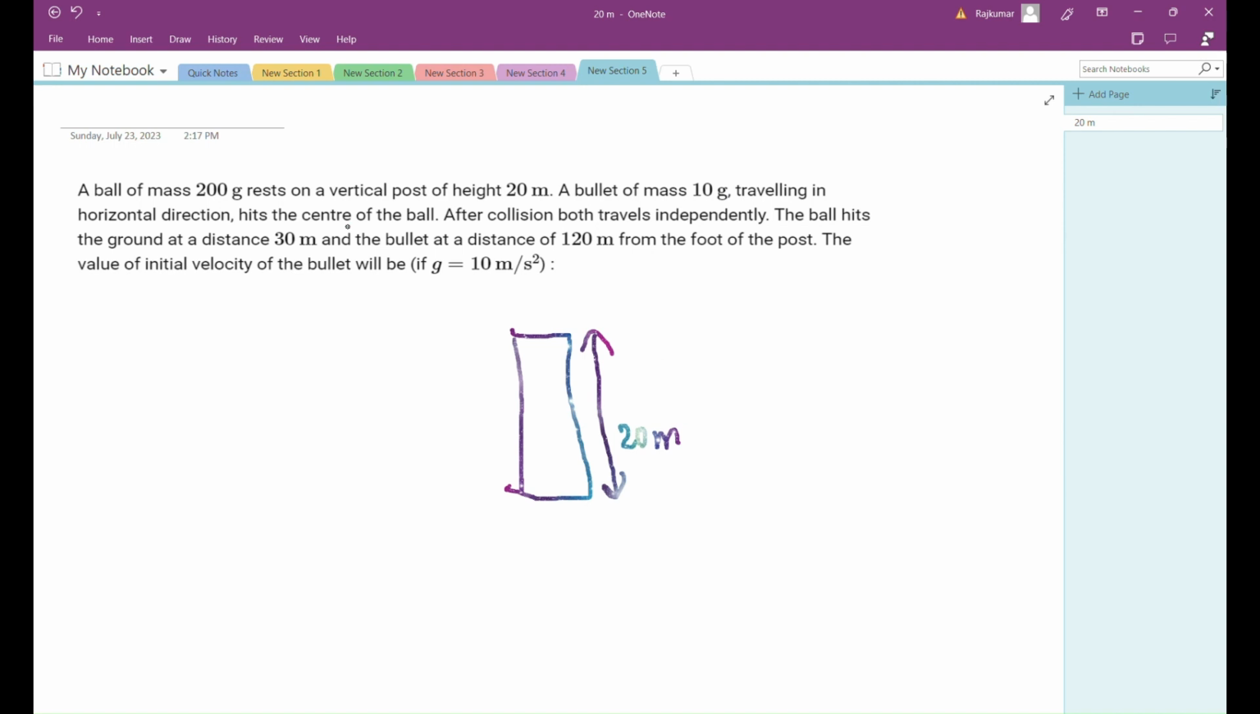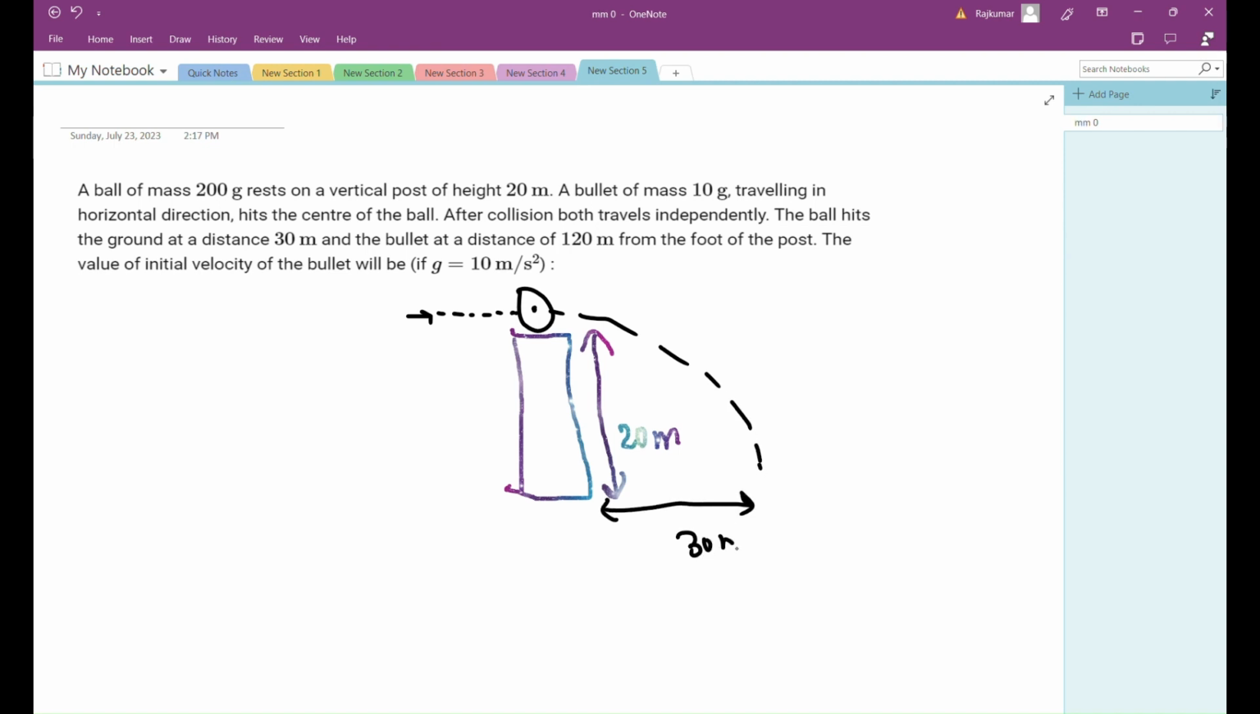Okay, we forgot the ball, let's draw the ball also. So after that, it's the bullet, let's take this arrow mark as a bullet. Okay, so it strikes correctly at the center of the mass of the ball. So after collision, both travel independently. The ball hits the ground at a distance of 30 meters. So this is at 30 meters.